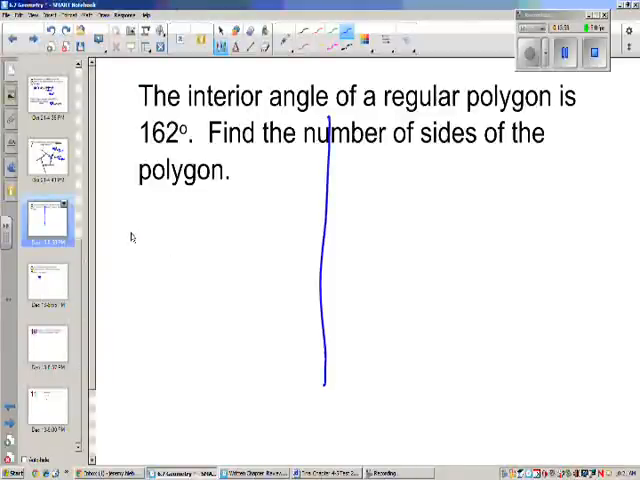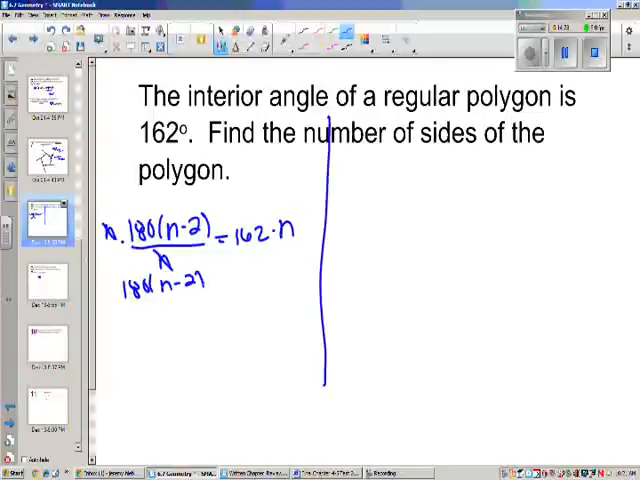So one formula we know is 180 times n minus 2. That's my total of the angles, and I divide by the number of sides to get what each interior angle equals. So in this case, the interior angle equals 162. So let's go through this method first. First, I want to get rid of that fraction, so I'm going to multiply by n on both sides. So I'm left with 180 times n minus 2 equals 162n.